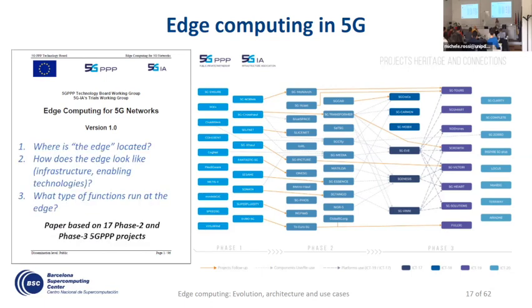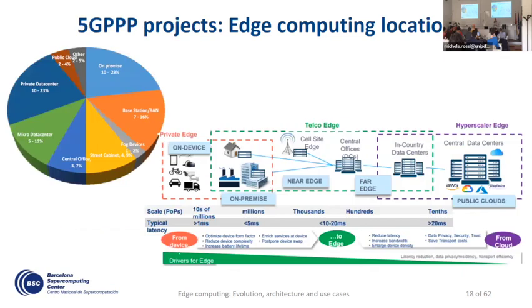So we will try to answer three basic questions. First, where is this edge located, what are the enabling technologies, and what type of functions are executed at the edge? I encourage you to look at the white paper in more detail, but here we have some of the highlights. So first of all, where is edge computing located? Well, by definition, it's anywhere between the devices and the cloud. But what is the most typical situation?